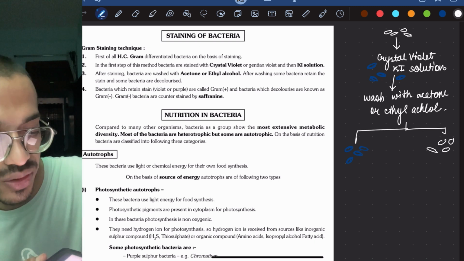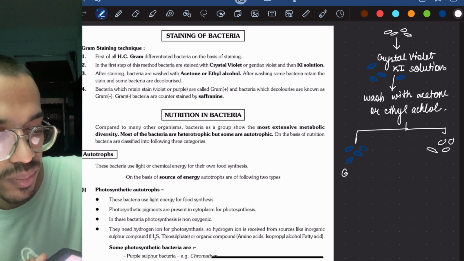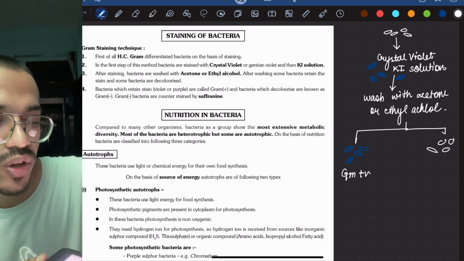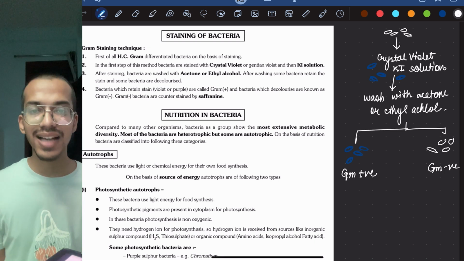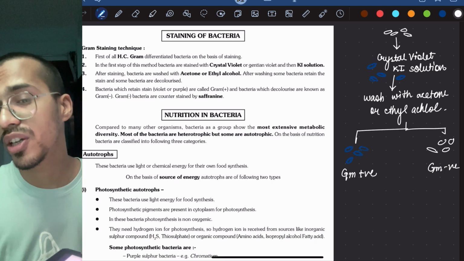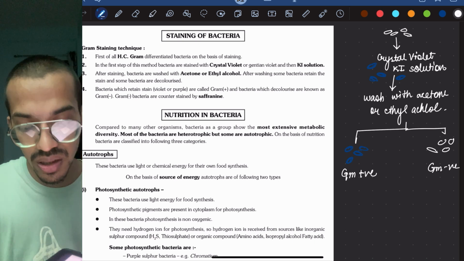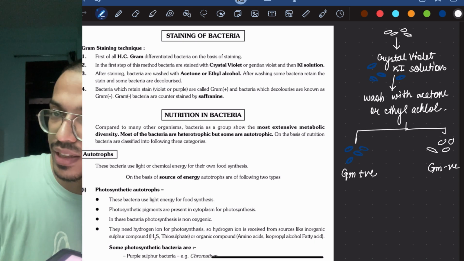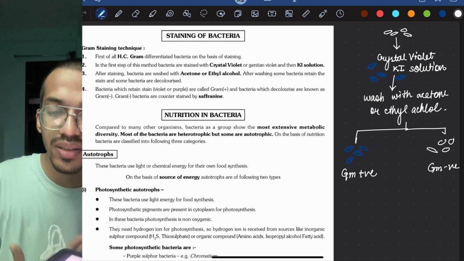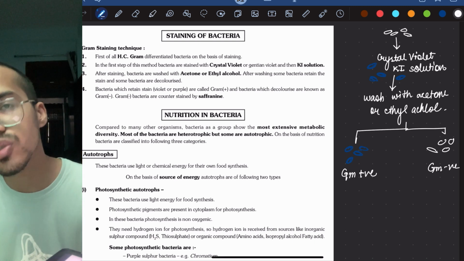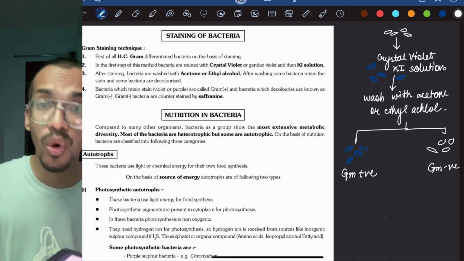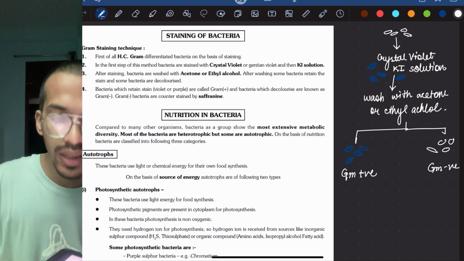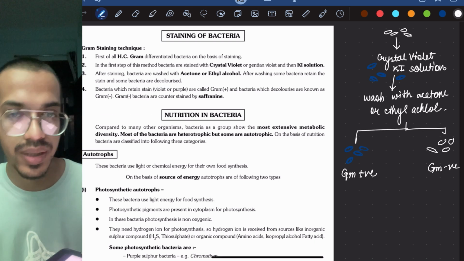If they have this, we call it gram positive. If not, we call it gram negative, because whatever the stain put, it has it, so gram positive. If not, we call it gram negative. So this is how we call it. Certain bacteria are also stained with the help of other colors, like saffron and all those things, which depends upon what kind of bacteria they are. Okay, so gram positive and gram negative.